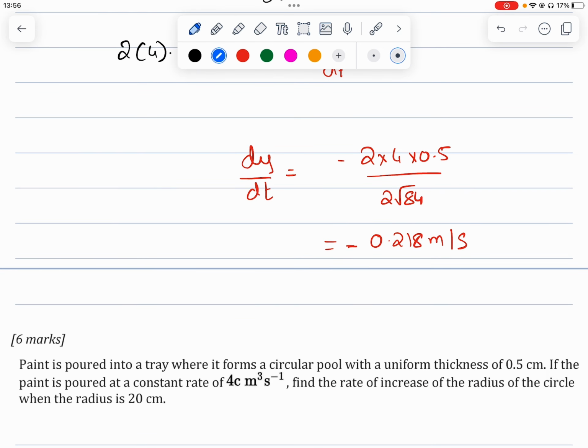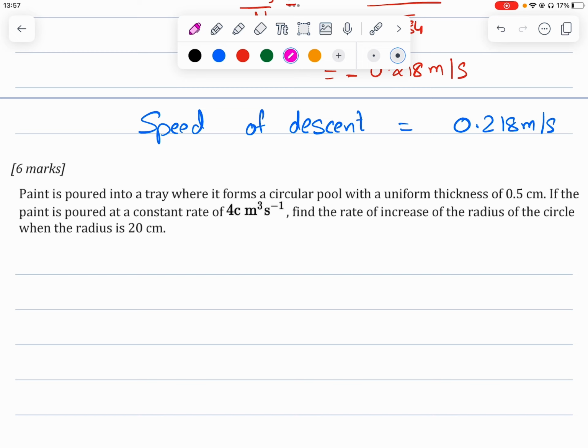So therefore, what am I going to write it as? Whenever you're writing speed of descent, the negative symbol is already included. So you should be writing it as speed of descent equal to positive 0.218 meters per second. This is going to be the answer for question number 2. Now go to question number 3.